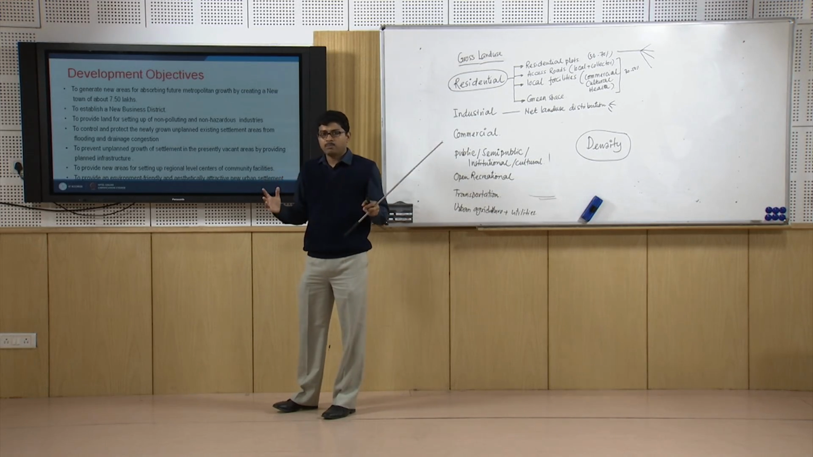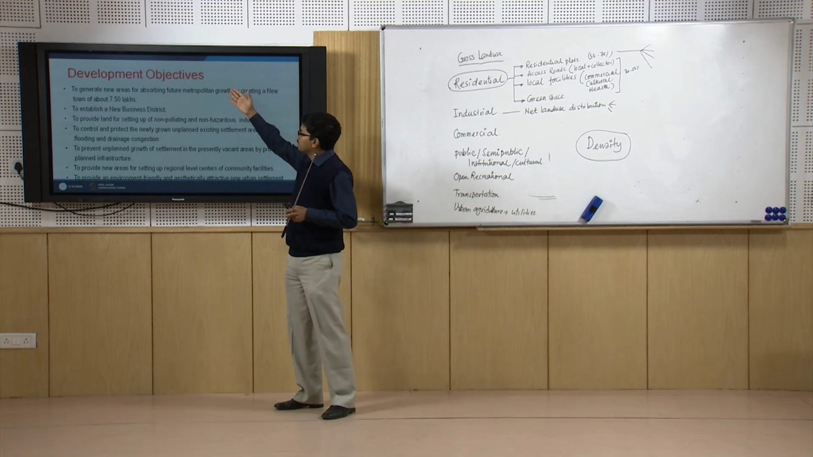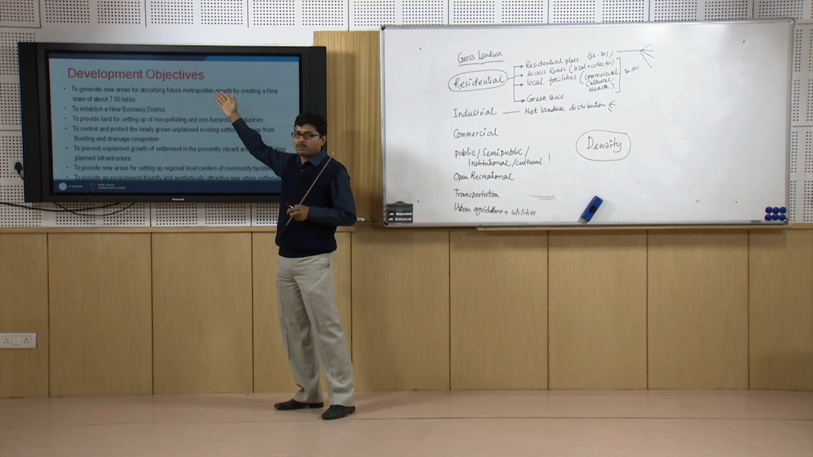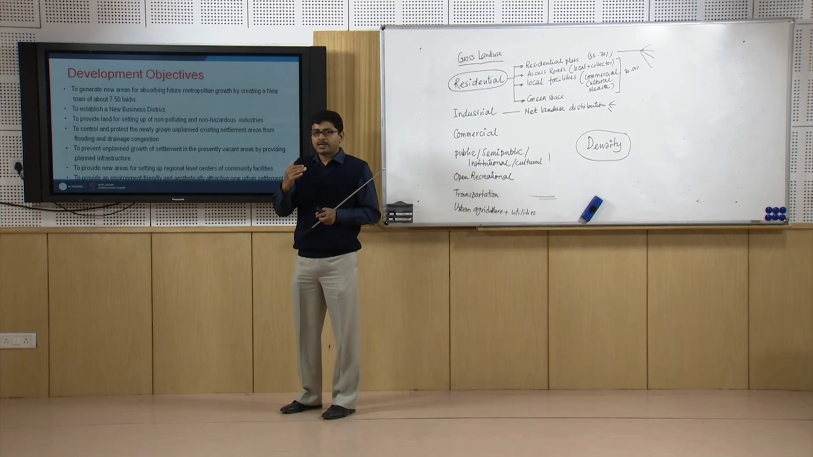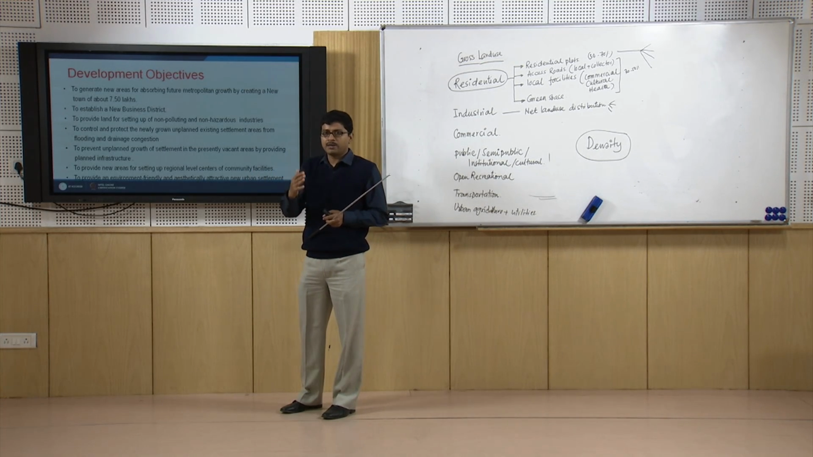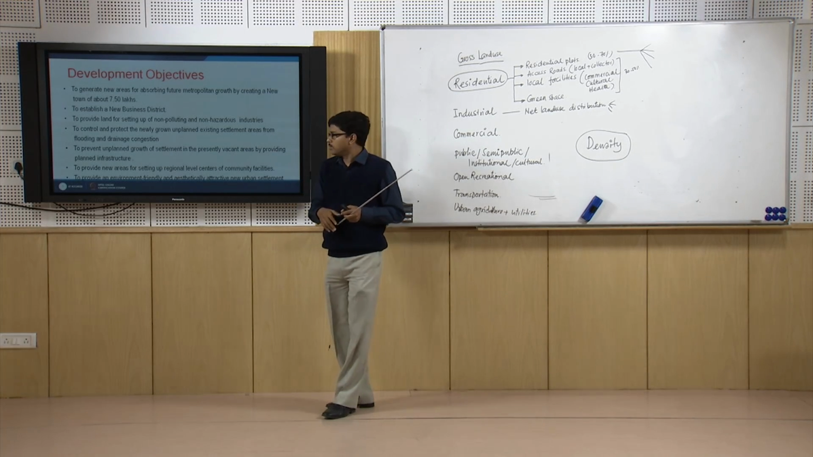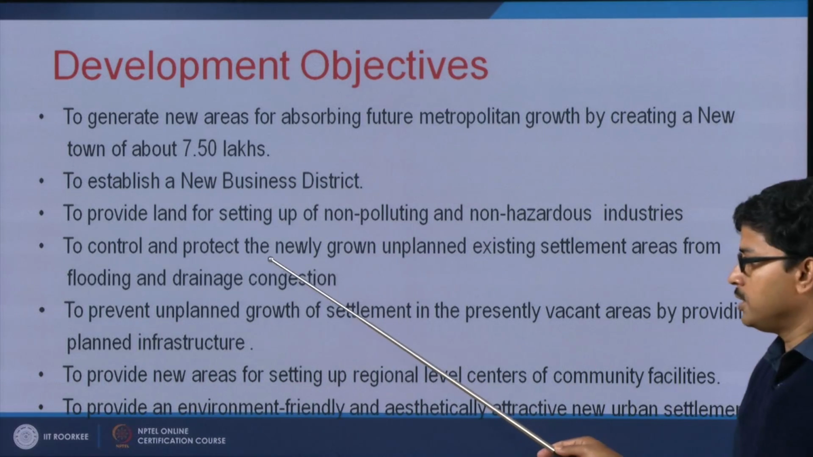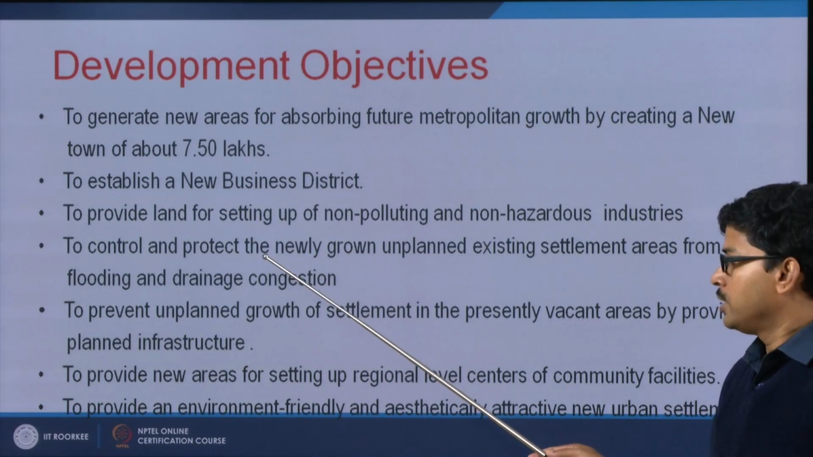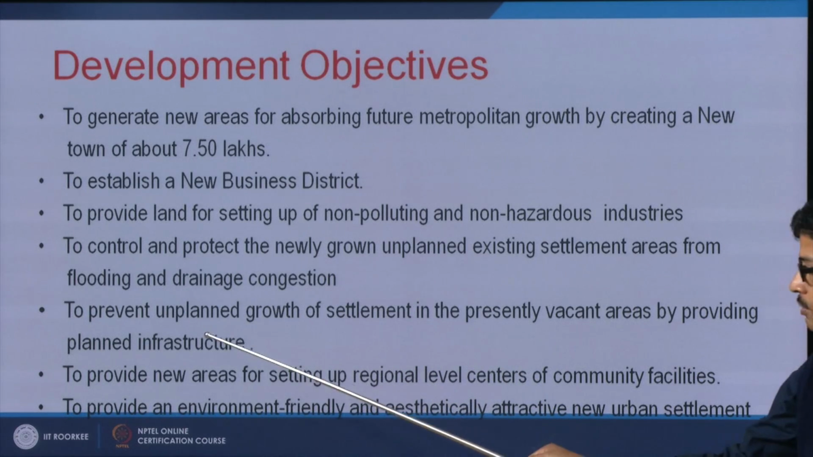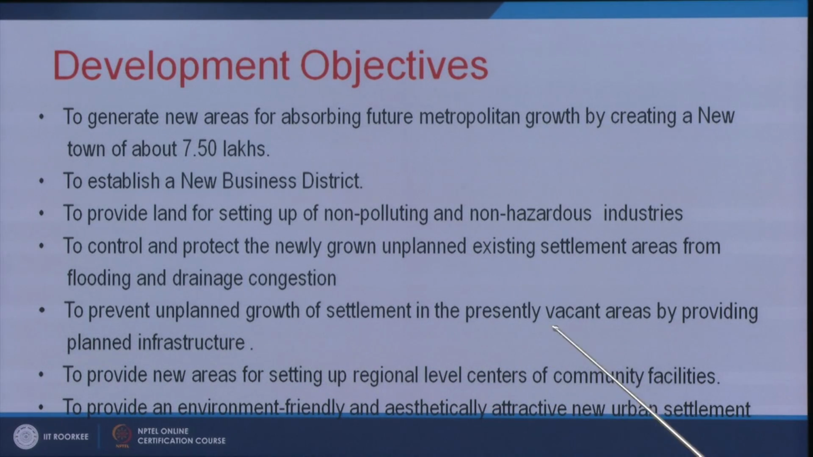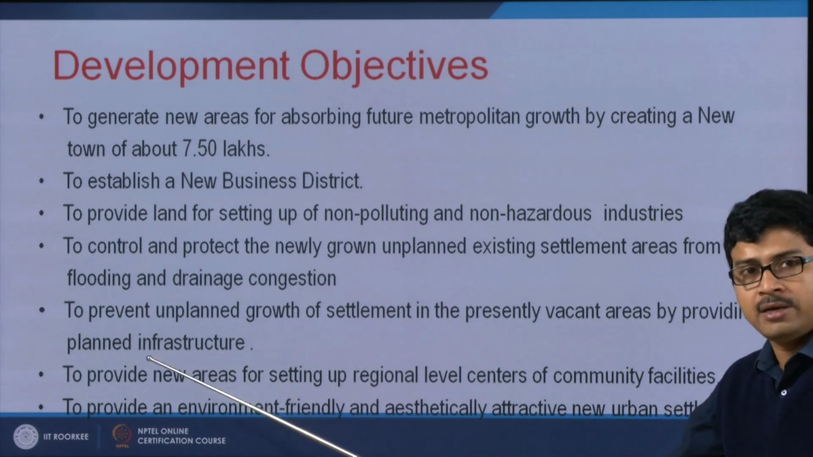If you do not make a planning intervention for accommodating future population by giving them new housing, the houses as per the unplanned development will grow, and it will grow like a slum settlement. So to control that, to protect that, a new town was proposed where the new infrastructure is available for the people, and to prevent unplanned growth of the settlement, the vacant areas are converted for providing the planned infrastructure.